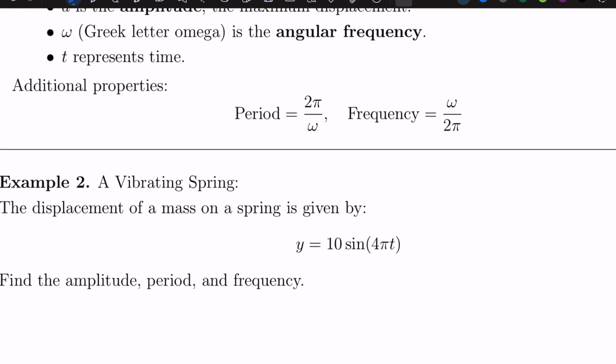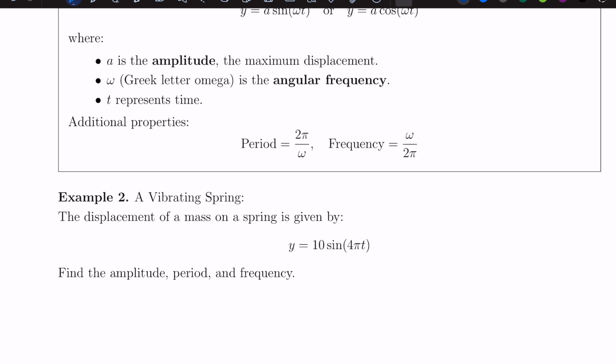So we've done a lot of this before. Given some vibration on a spring, it's modeled by this. What is the amplitude, period, and frequency? So the new thing we're looking for here is frequency. So the amplitude is the absolute value of what's up front. So in this case, it's 10. So the amplitude is 10.